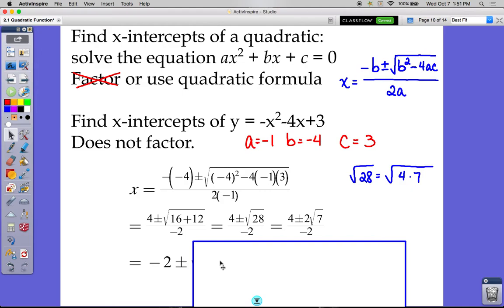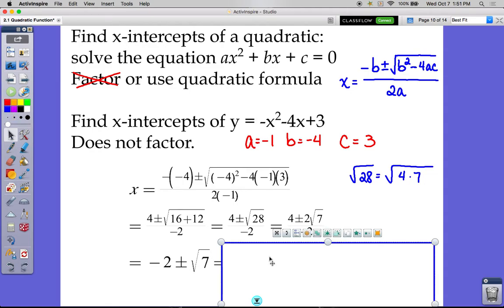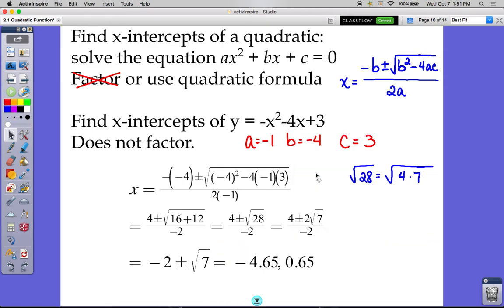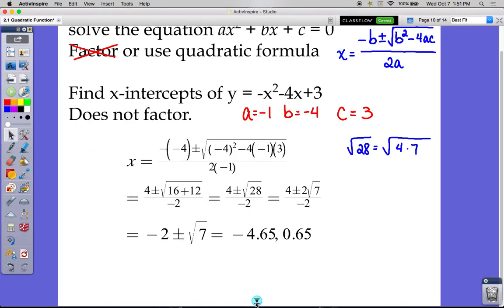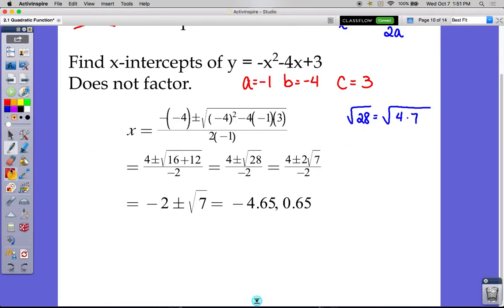We don't say minus or plus. And then, well, the 2's cancel for the second one. So my answers are negative 2 plus or minus square root of 7. There's 2 answers there, 1 plus, 1 minus. And for sake of graphing, we actually get some numbers for those. Keep in mind, this first set here, these are the exact answers. The second set here are the approximate answers.